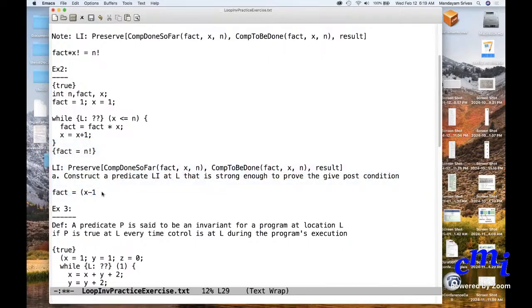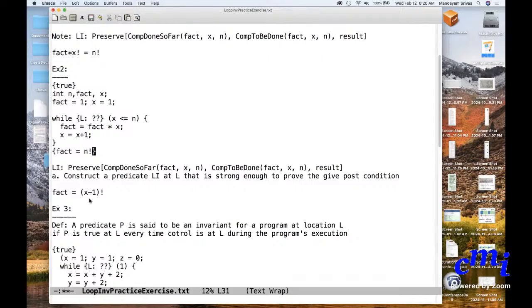Yeah, good. That's quite good because it is x minus one: after you multiply the x, you increment x to x plus one, so by the time you get to the point indicated by location L, that's why it will be x minus one factorial. But is this which is actually true, which is inductive at L?